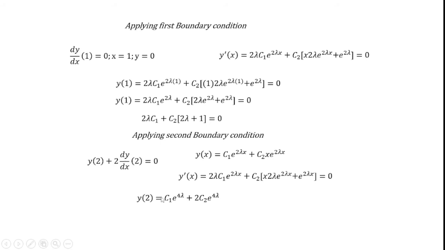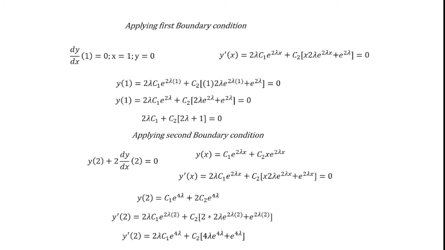Here y of 2 is equal to c1 into e power 4 lambda plus 2 into c2 into e power 4 lambda. Likewise I may get. After that, y dash of 2, what is the value? It is 2 lambda into c1 e power 2 lambda into 2 plus the remaining terms, where I substitute 2 for every x value available in the equation. Likewise, I can substitute 2 in the given equation, and also in the differential equation I can substitute the value 2 in the available functions.